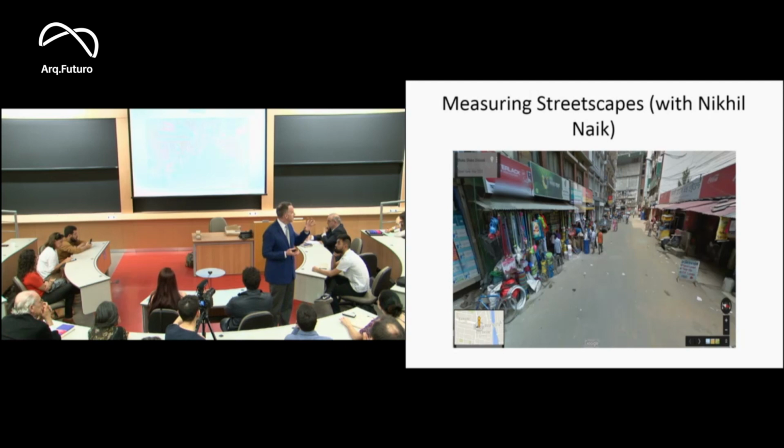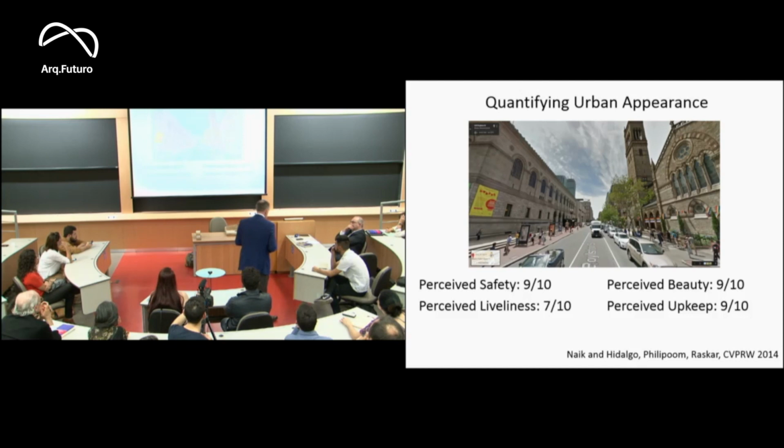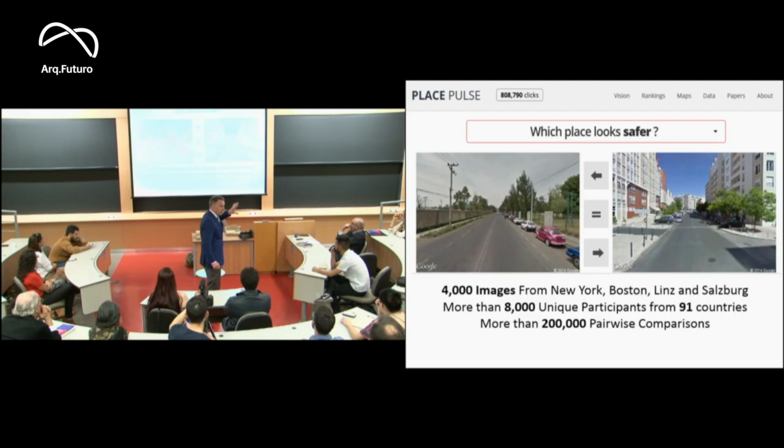Let's talk about how this works. The start of this visual agenda starts with Cesar Hidalgo, my co-author, and also Nikhil Naik, in papers that I actually didn't have that much to do with, which started with just crowdsourcing what a streetscape looks like. So let me show you what this is. Again, I had nothing to do with this original research, but it is where the research that I am going to present, that is my co-author's, starts.